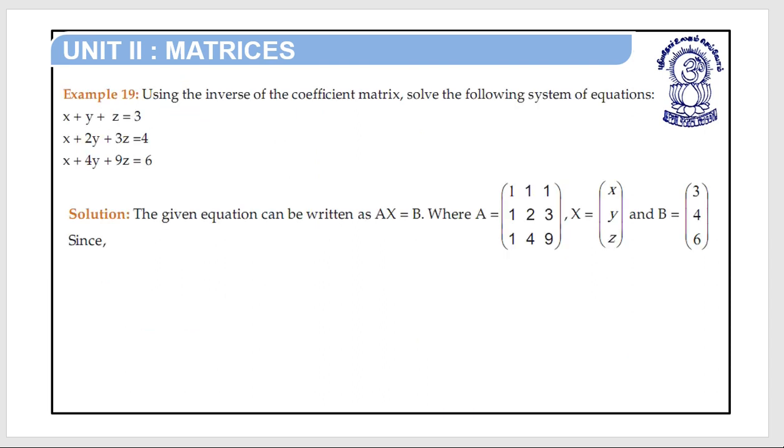Now example number 19. Using the inverse of the coefficient matrix, solve the following system of equations: x plus y plus z is equal to 3, x plus 2y plus 3z is equal to 4, x plus 4y plus 9z is equal to 6. The given equation can be written as AX is equal to B. A is [1, 1, 1; 1, 2, 3; 1, 4, 9]. From these equations, X is equal to [x, y, z] and B is equal to [3, 4, 6].